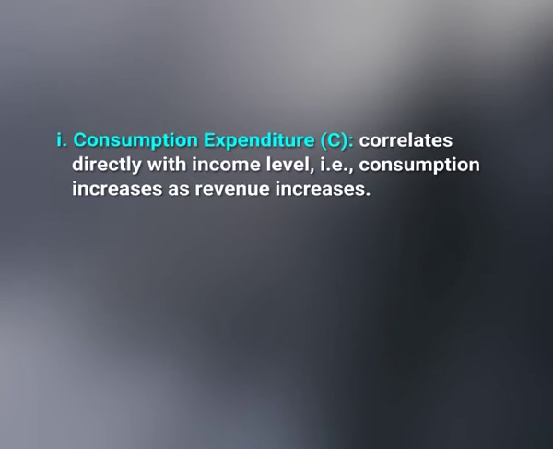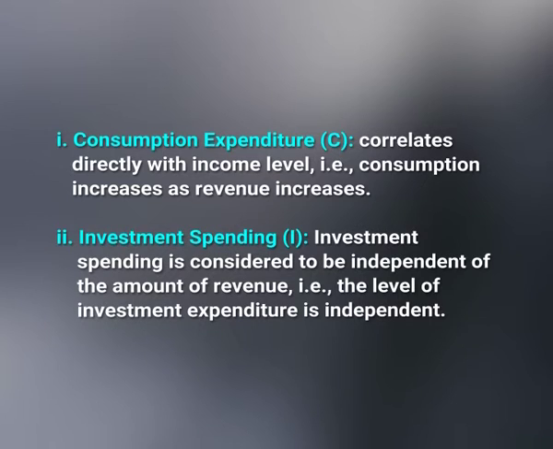Aggregate demand comprises two components. Consumption expenditure C correlates directly with income level, that is, consumption increases as revenue increases. Investment spending is considered to be independent of the amount of revenue, that is, the level of investment expenditure is independent. The money value of an economy's total supply of goods and services available for purchase over a given time is known as aggregate supply.